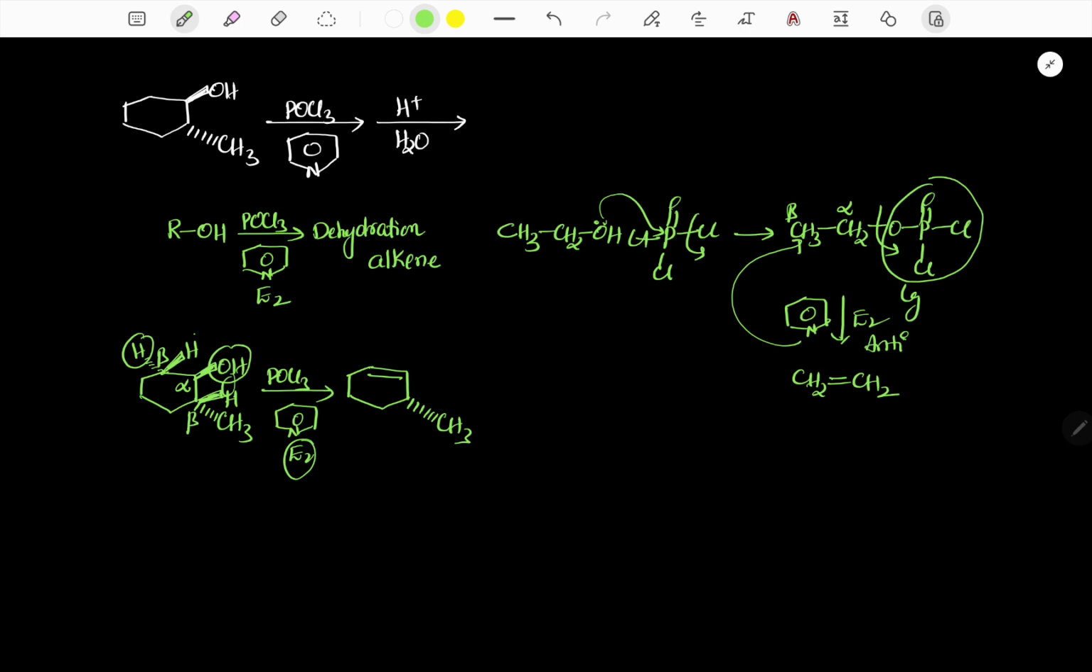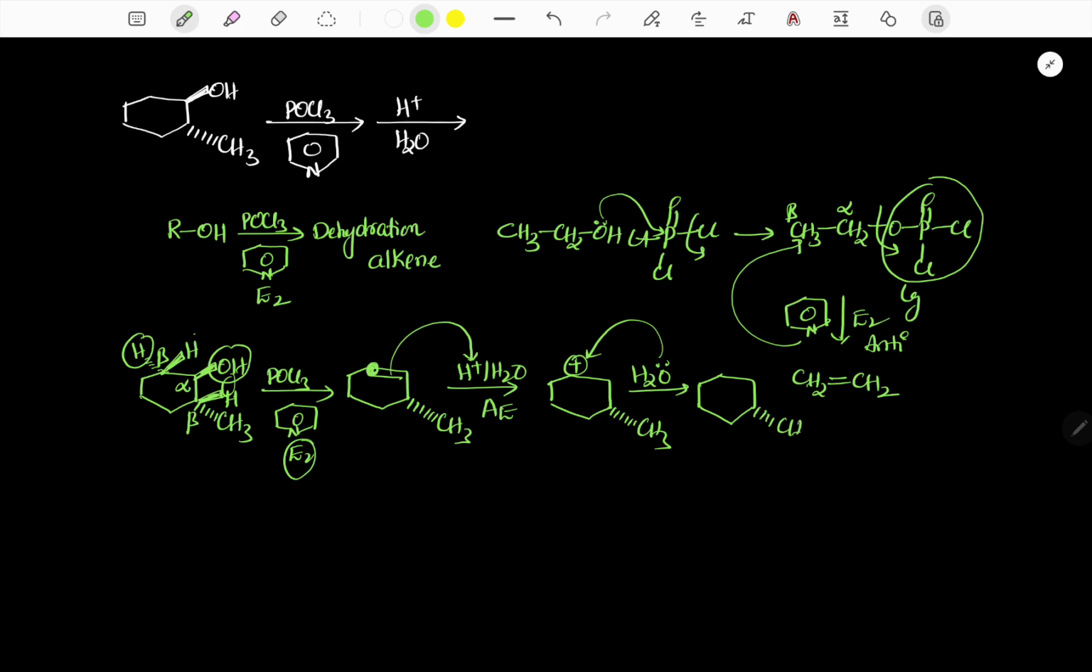Alcohol with POCl3 and pyridine gives dehydration through the E2 mechanism. To this compound we are adding H plus and H2O. When we add H plus, the alkene reacts with H plus, it is electrophilic addition. So it forms the stable C plus based on the number of hyperconjugation structures. It is the stable carbocation position. Now it reacts with the water molecule. Finally the product is formed, since water can attack the C plus from above the plane as well as from below the plane.